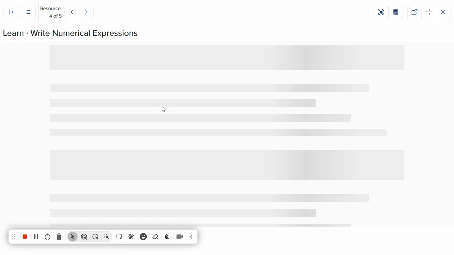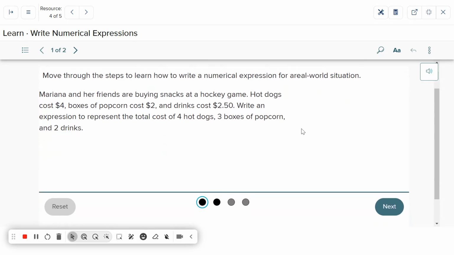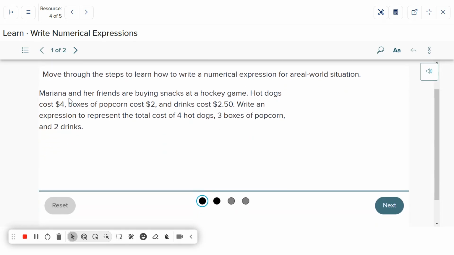All right, we've got one other thing to look at here. That was evaluating numerical expressions. Now we're going to look at how to write them in order to solve maybe a more complex word problem. In a real world situation where one or more operations occur, you can write an expression to represent the situation. So we're going to try that out. Mariana and her friends are buying snacks at a hockey game. Hot dogs cost $4, boxes of popcorn cost $2, and drinks cost $2.50. Write an expression to represent the total cost of 4 hot dogs, 3 boxes of popcorn, and 2 drinks.